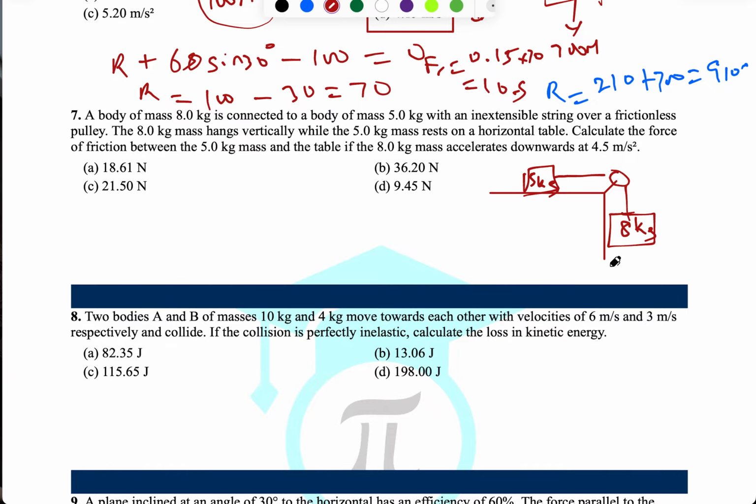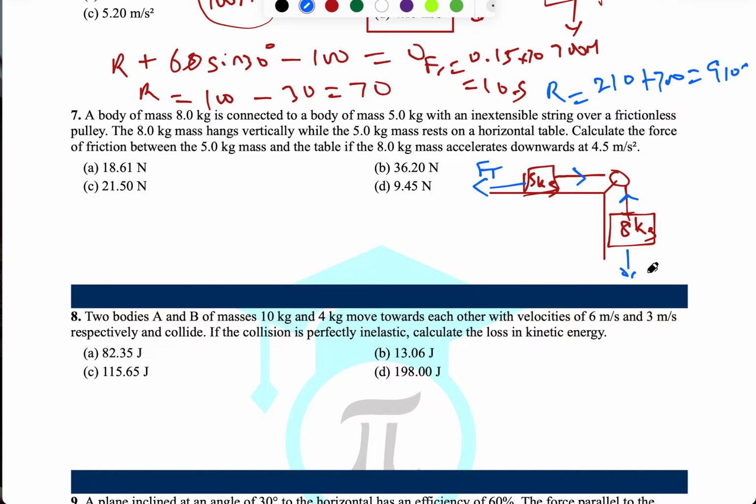Now, this is what is going to happen. Whenever you see a half Atwood machine like this, who will be causing the motion is going to be the 8 kg, the hanging mass, because it will want to move downward. So let's assume that it is moving downward. As it is acting downward, tension will be generated upward in this string. And once the tension is generated, the same tension will pull this 5 kg to the right. And since the motion is to the right, the friction is going to be to the left.